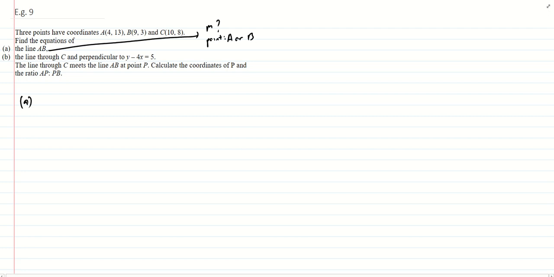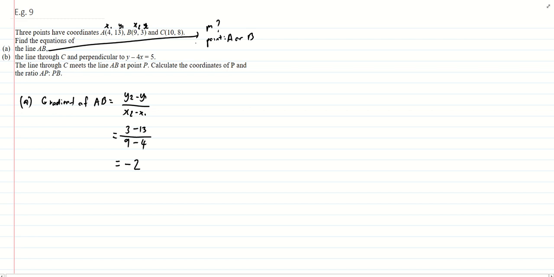Now we have to find the gradient, so let's label it gradient of AB. We can just use the formula y2 minus y1 over x2 minus x1. Usually I'll label this as x1, y1, x2, y2. It doesn't matter which order you choose, as long as they are paired together. So y2 minus y1, so 3 minus 13, and x2 minus x1, so 9 minus 4. If you simplify this, you will get negative 2. So now we have the gradient equals negative 2.